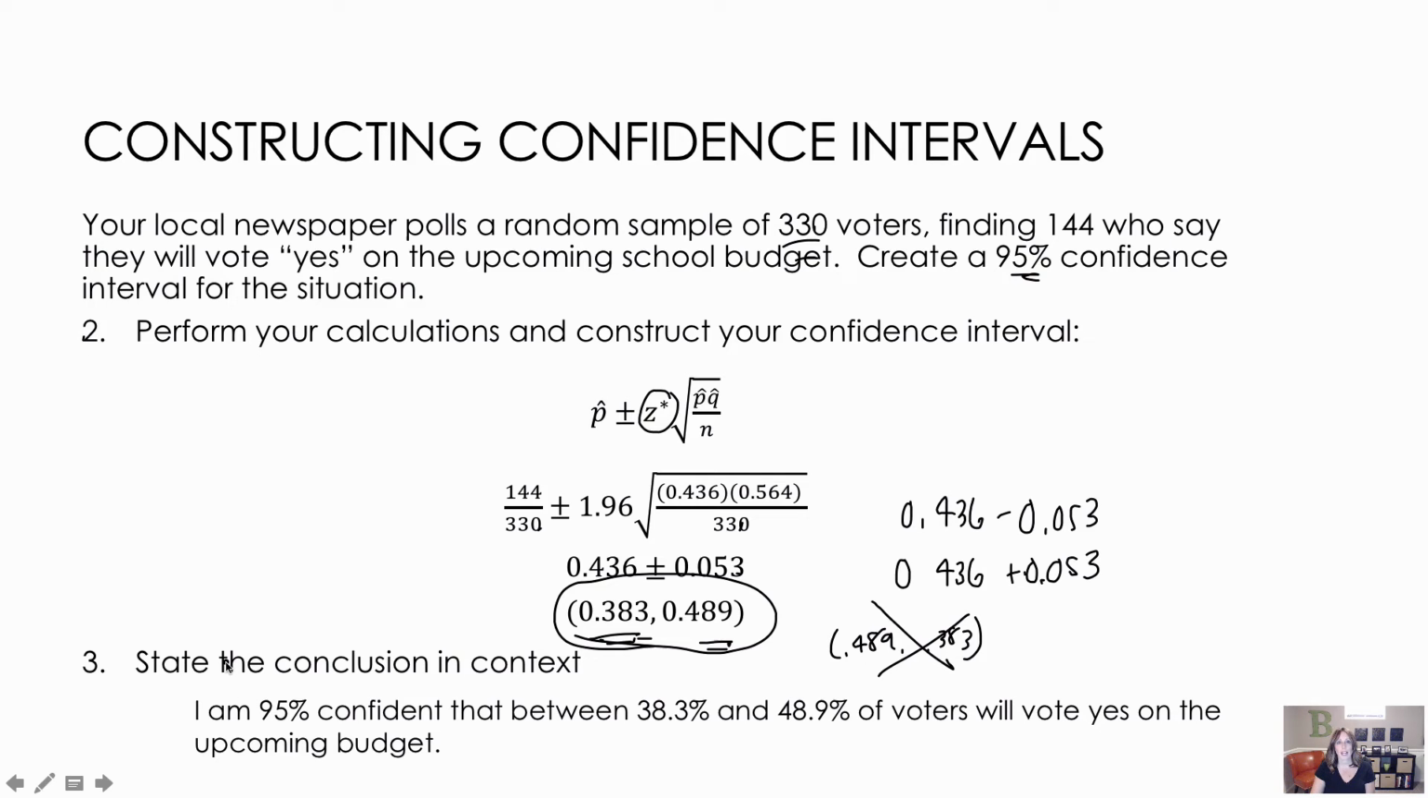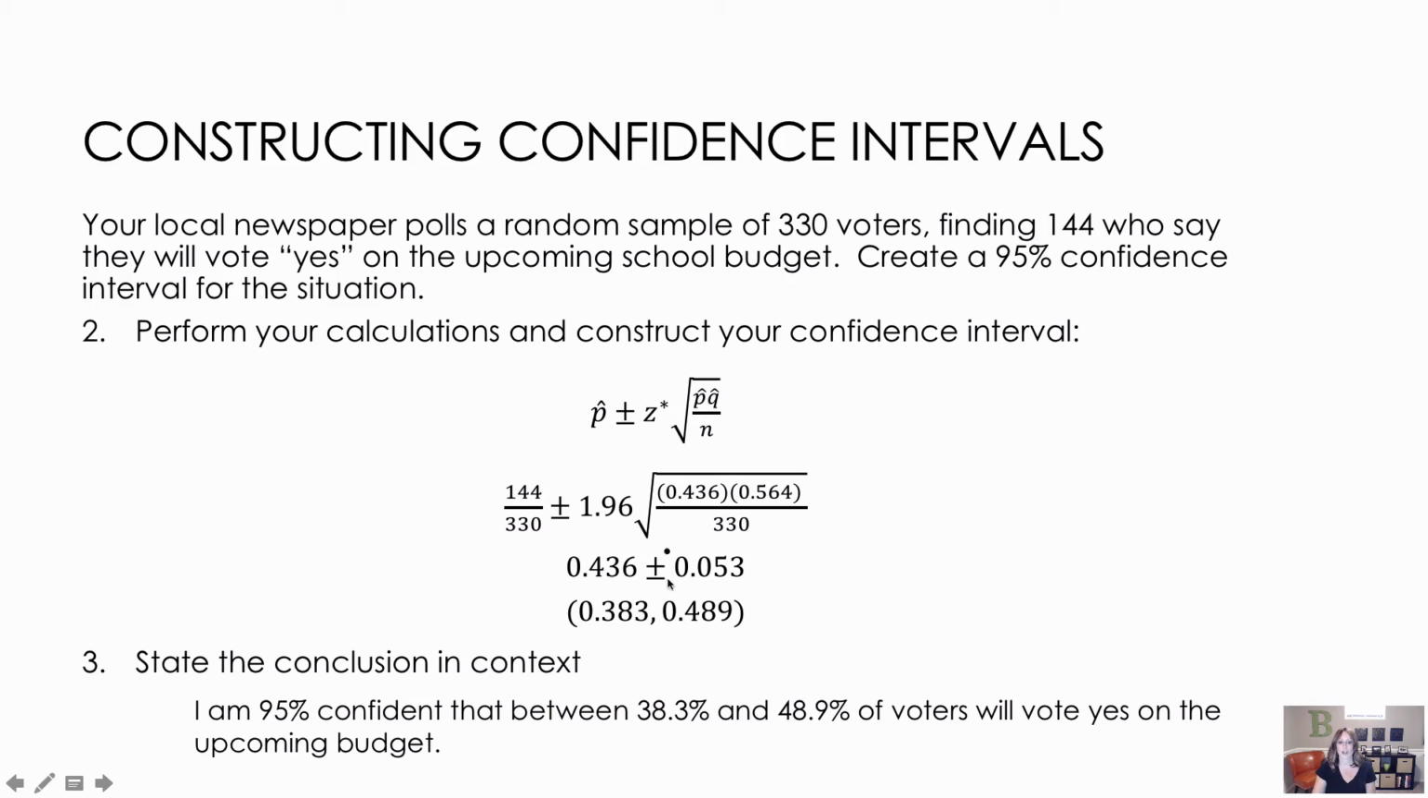In part 3, I'm going to then find the conclusion. And the conclusion in context, notice I'm not going to write them as decimals, but as percents instead. So I'm 95% confident that between 38.3% and 48.9% of voters will vote yes in the upcoming budget. And again, that's based on my sample.